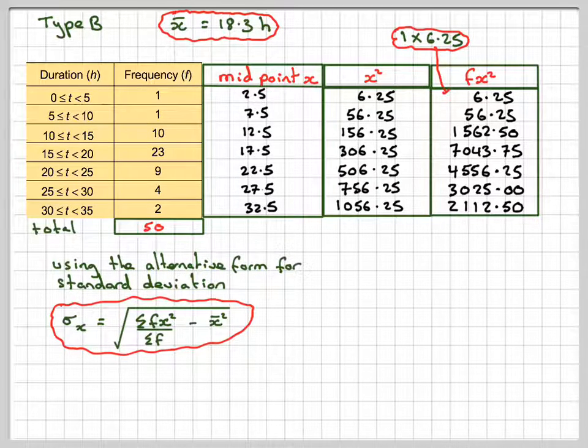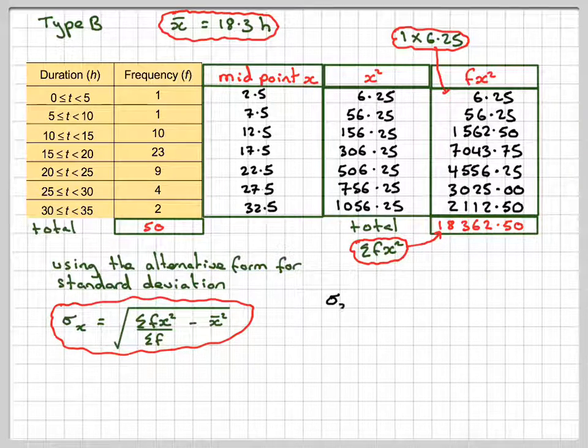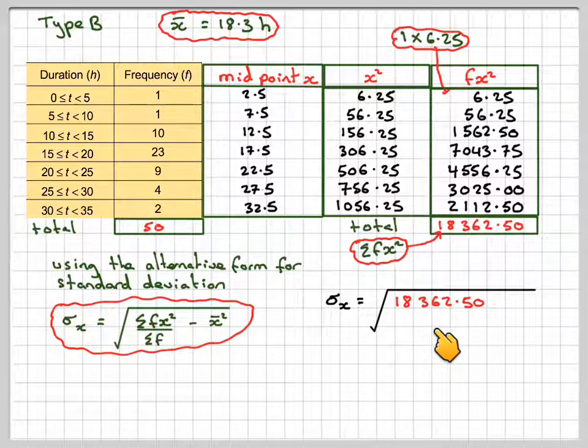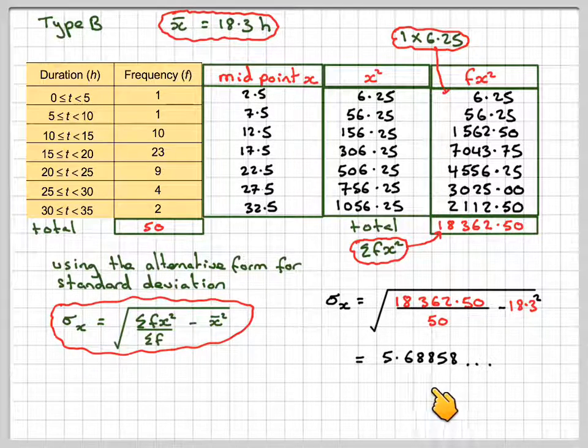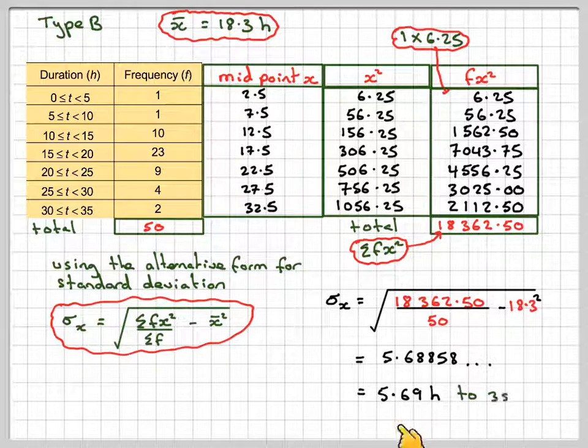And then what we need to do is sum these up, because we want the sum of these for the formula. So you just put the numbers in the formula, we get 18362.5 divided by 50 minus the mean squared, which we just calculated, which is 18.3 squared. Then the square root gives 5.68858, which gives me 5.69. Now, if we had to make a comparison here, this number is much smaller than the 8 point something we got for type A. So this battery would perhaps be more reliable, even though its mean is slightly less.